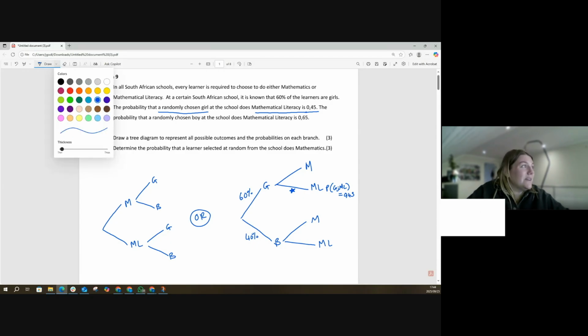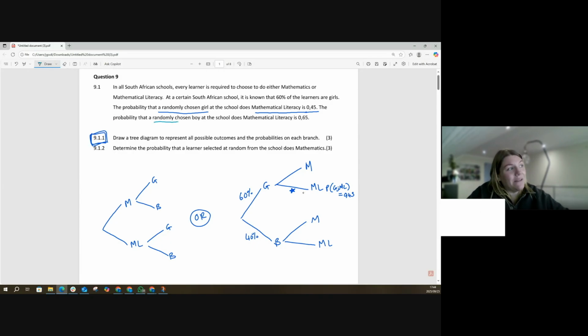Then the second part says the probability that a randomly chosen boy at the school does mathematical literacy is 0.65. So for a randomly chosen boy, the probability of doing mathematical literacy is 0.65. What was complicated about this question was that it wasn't telling us what to put on the branches. It was telling us our end probabilities for things. So it was a bit mean.